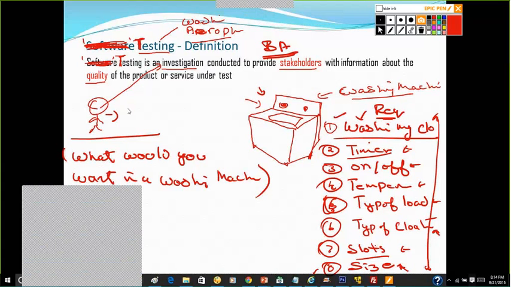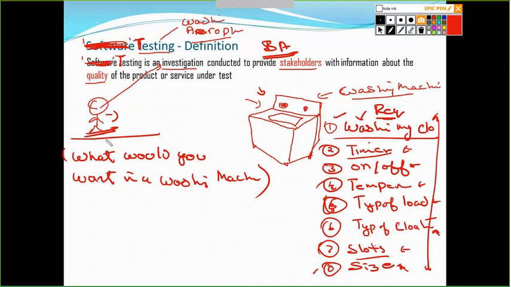Right? Yes. So you are investigating whether this particular functionality works or not. You are doing an investigation, correct? Yes. You are checking whether my washing machine can wash. Yes, correct. That is where the tester's job comes into the picture. You as a tester will check whether this particular washing machine works or not.